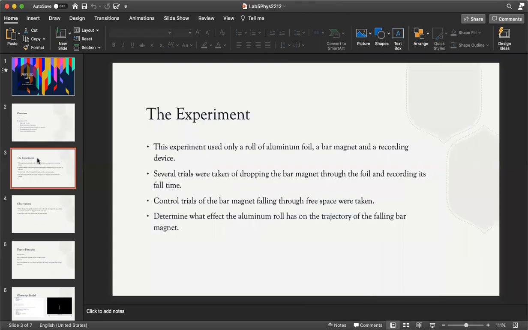The experiment needed an aluminum foil roll, a bar magnet, and a recording device. And it was just time trials of dropping the bar magnet through the foil roll and recording the fall time, and doing the same thing, but without the roll as a control set, and determining what effect the aluminum roll has on the trajectory of the falling bar magnet.